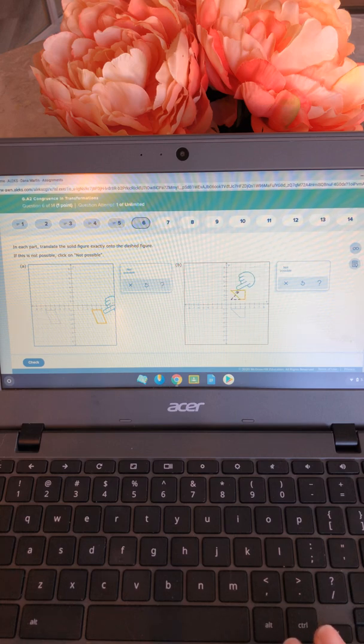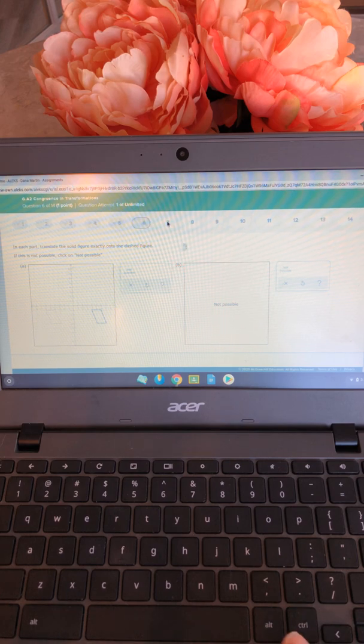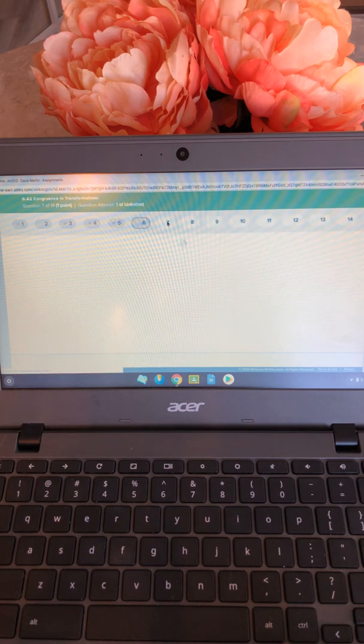This is not a translation. You know what this is? It's called a reflection. So, what am I going to put? It's not a translation, which is what they asked. And they said, translate. Well, I can't translate. I can reflect it, but I can't translate. So I'm pushing not possible. Number 7, we're halfway done. And I've been going really slow.